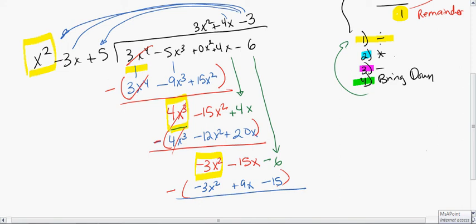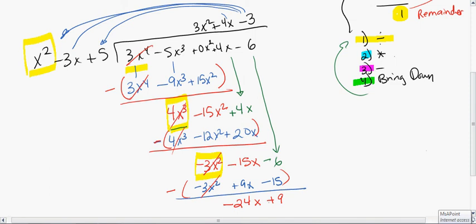Negative 3 minus a negative 3 is negative 3 plus 3. The x squared terms go away. Negative 15 minus a positive 9 is negative 15 minus 9. That would be a negative 24x. Negative 6 minus a negative 15 is negative 6 plus 15. That would be a positive 9. And then I would repeat the process if there was anything left to bring down, but there's nothing to bring down. We brought down the last term, that negative 6, in the last round. So I think we're done.